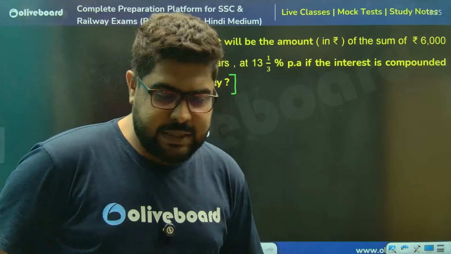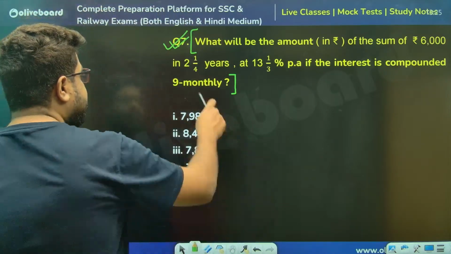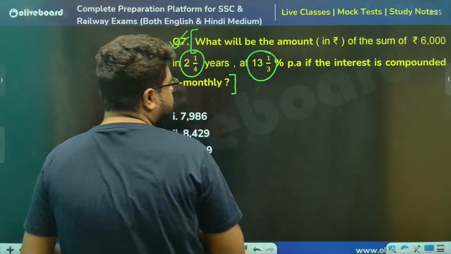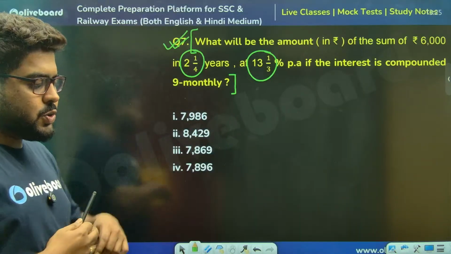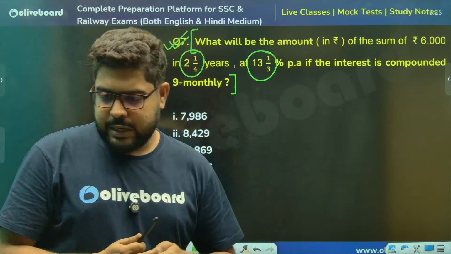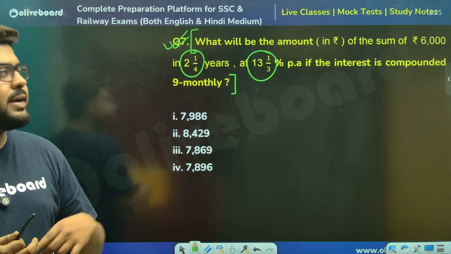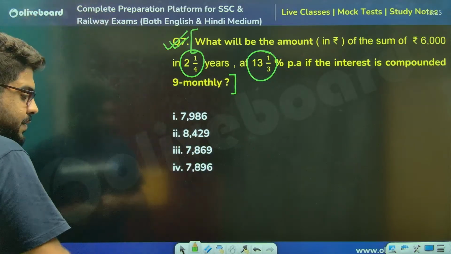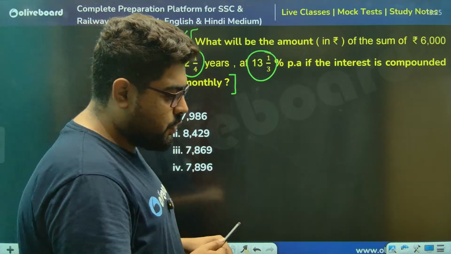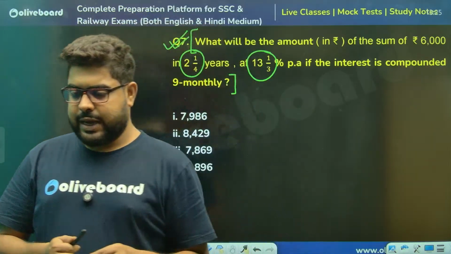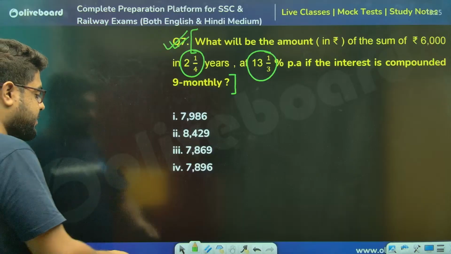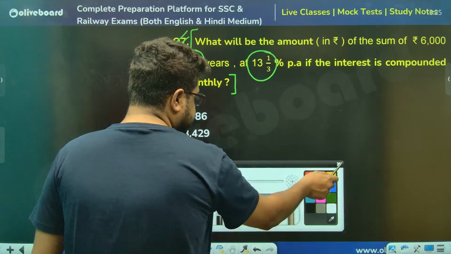If you get something like the number of years given in such an order, and the percentage also doesn't look that good, how to deal with that if it comes in the exam? I'll show you a very nice way. Any answers from anyone?